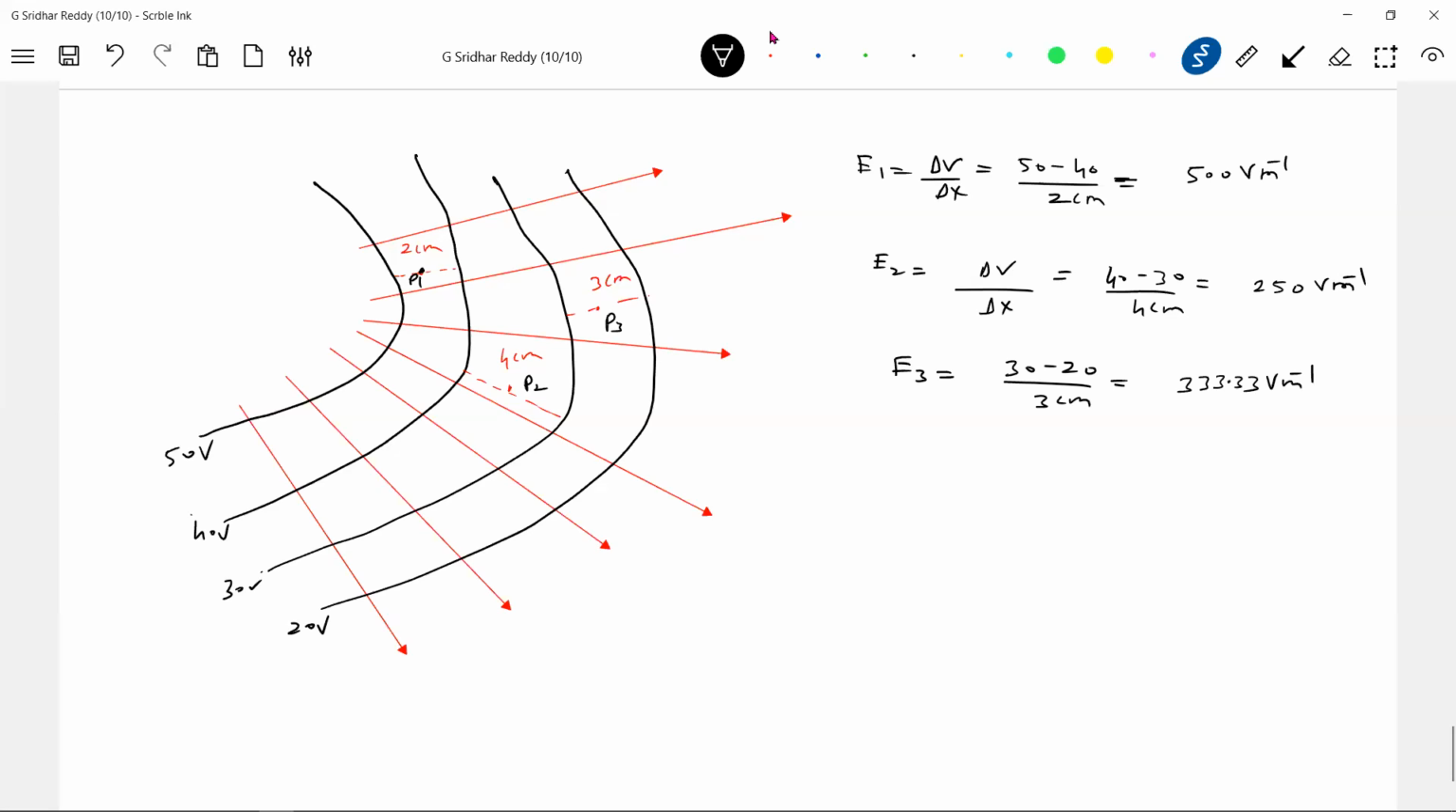Check once. So if they give equipotential surfaces like this, we can roughly estimate. What is the method here? The electric field strength vectors should be such that they are perpendicular to the equipotential surface. That's the one basic idea.